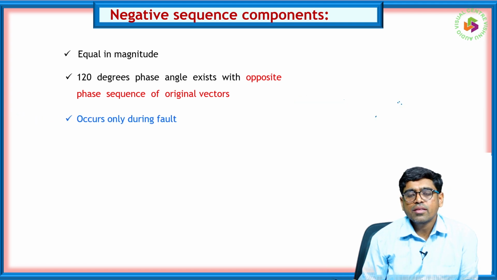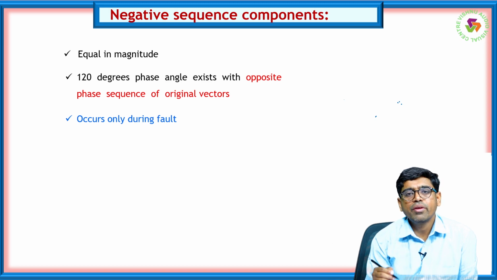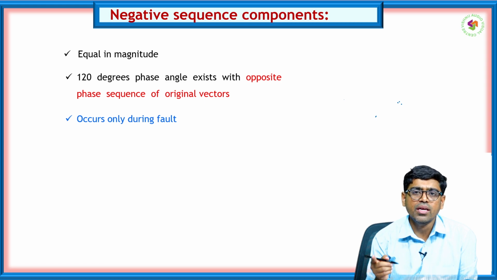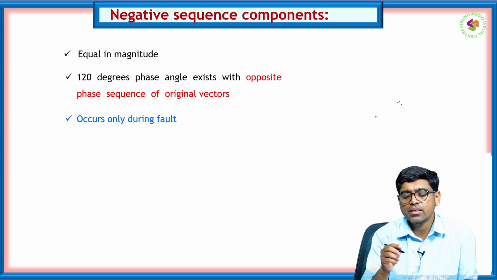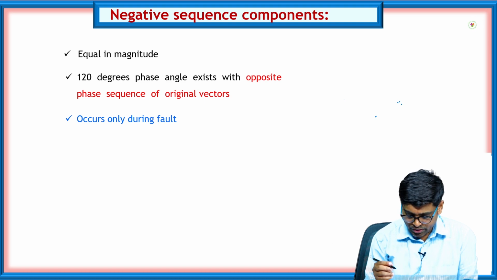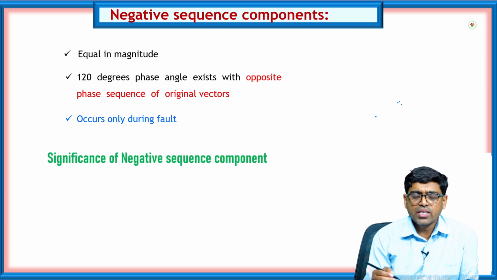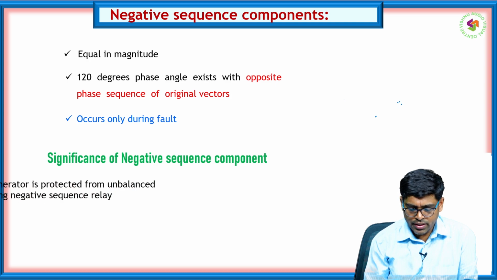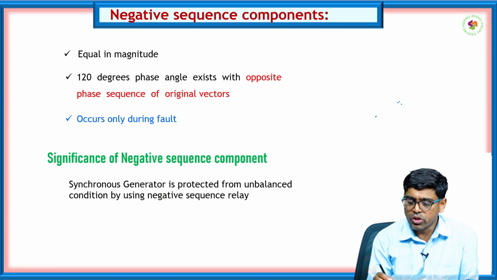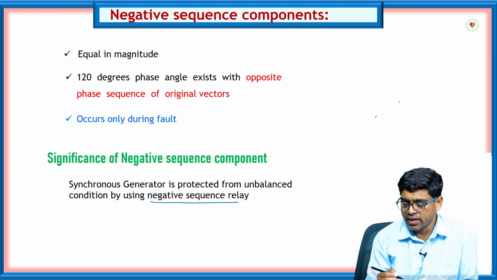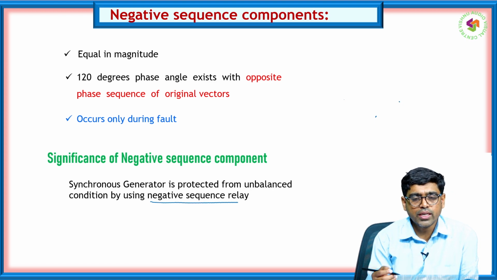And it occurs only during the fault. This negative sequence component will occur only during fault conditions. The positive sequence exists during and before the fault also, but the negative sequence will exist only during the fault. The significance of this negative sequence component is that the synchronous generator is protected from the unbalanced condition by using the negative sequence relay. So we have the negative sequence relay to protect the rotor winding from high heating.